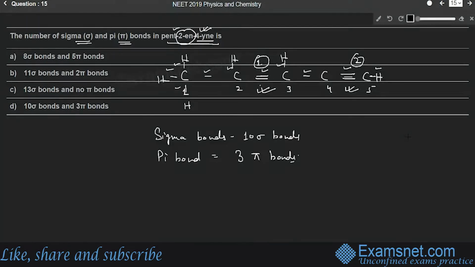So which will be the correct answer? Option number D, 10 sigma bonds and 3 pi bonds. So option D is the correct answer.